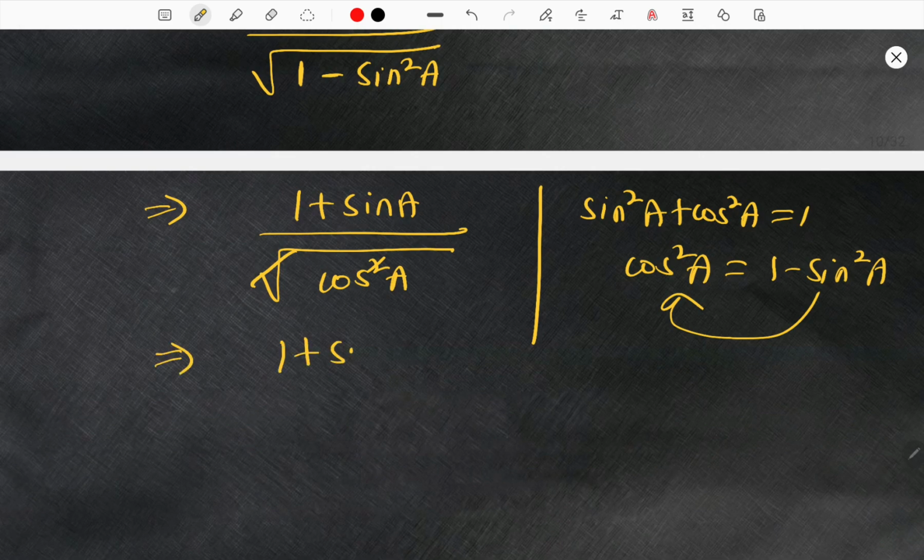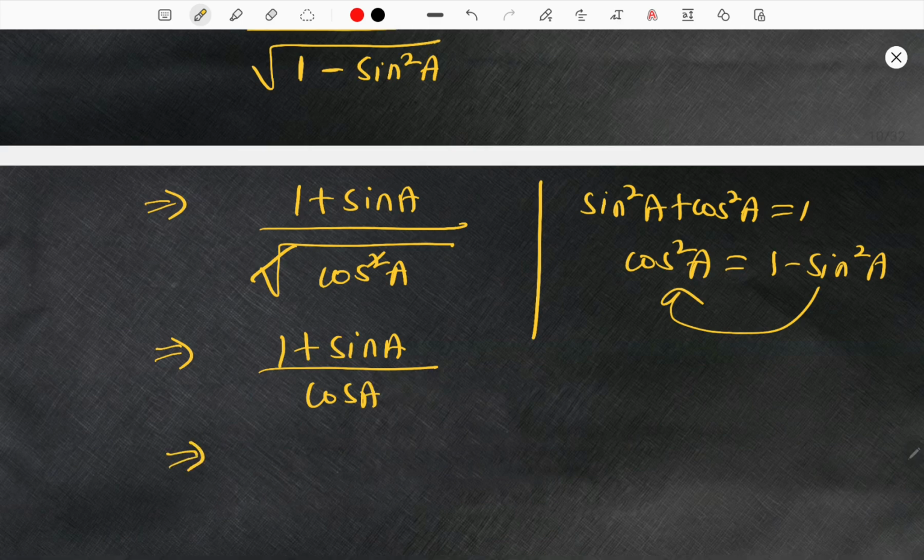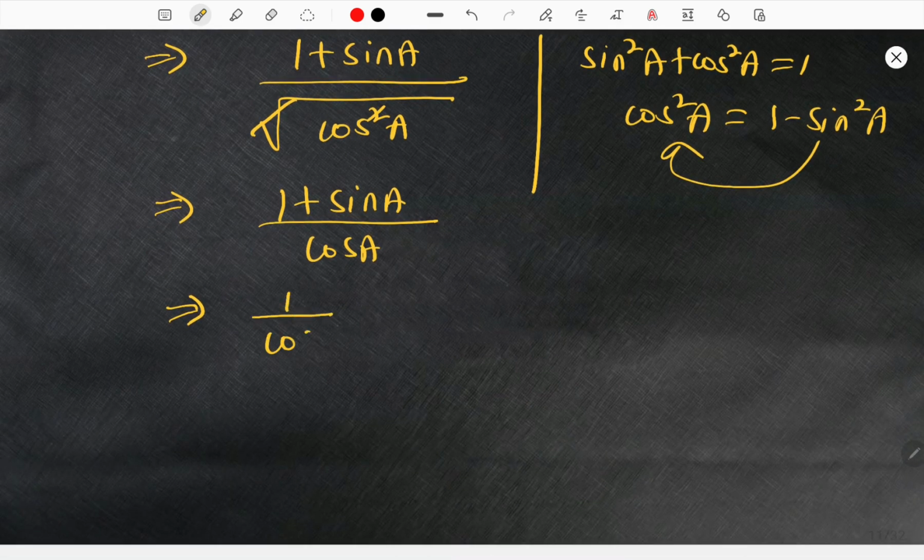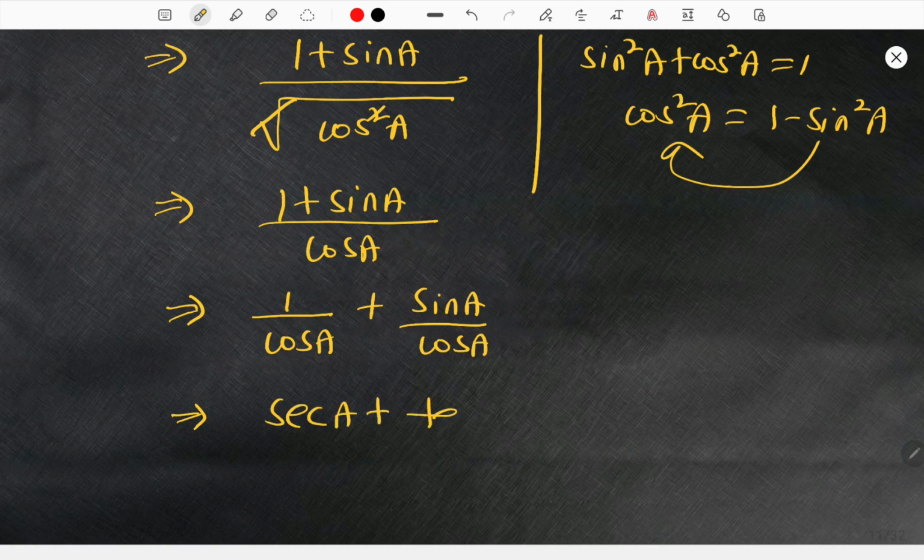What remains here is 1 plus sine A divided by cos A. Alright, so we are going to write them separately. 1 by cos A plus sine A divided by cos A. 1 by cos A means it is secant A, plus sine A by cos A is tan A.